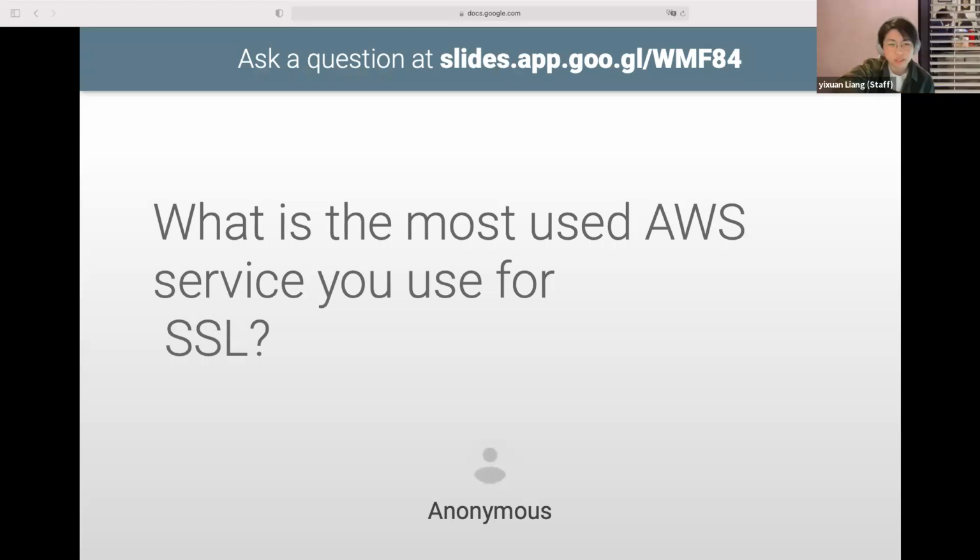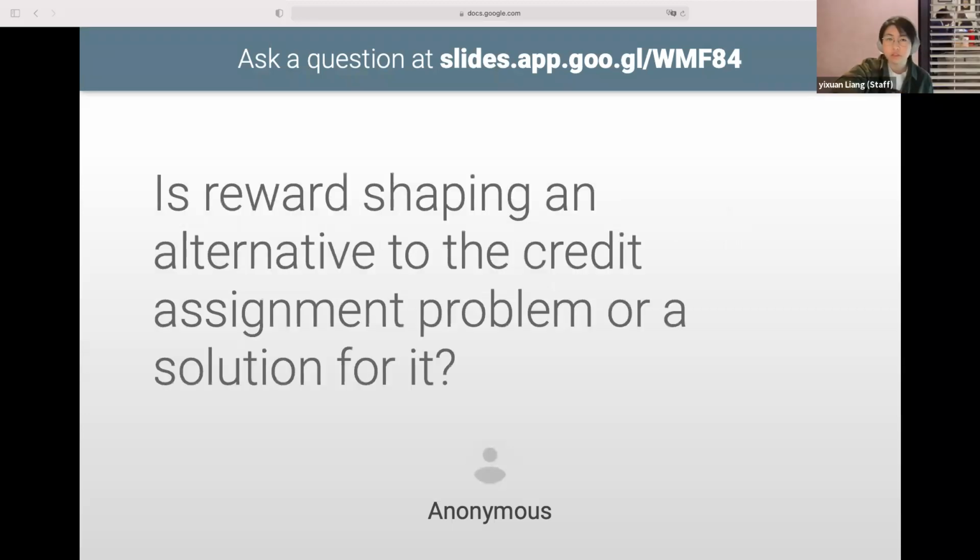Yep, so we will take the last question for this one. Due to the time limit, is reward shaping an alternative to the credit assignment problem or a solution for it? I'm not so sure I understand. Maybe it's more like a workaround solution. I would say it's a solution.